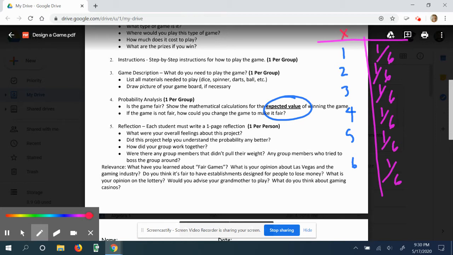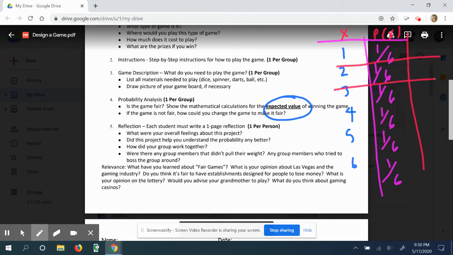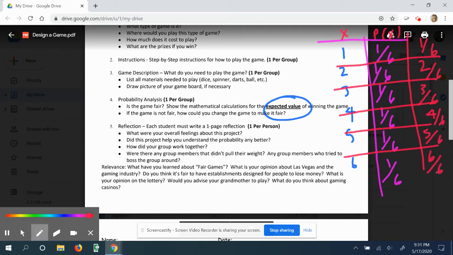We said it was x times p of x, right? And that's what we did. And so we would just multiply them for each one. Okay? And so 1 times 1 sixth is 1 sixth. 2 times 1 sixth is 2 sixths. Then we had 3 sixths. Then we had 4 sixths. And then 5 sixths and 6 sixths, right? And then what we did is our expected value was when we added them all up, right?